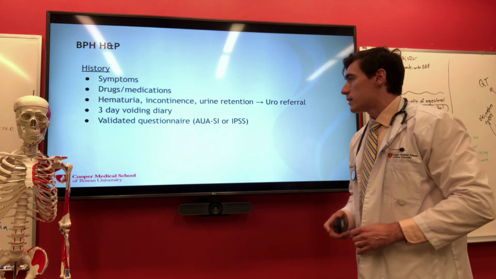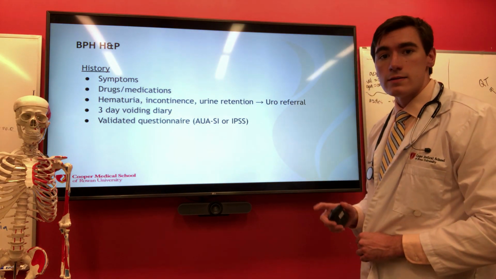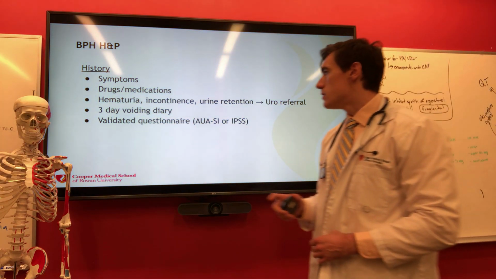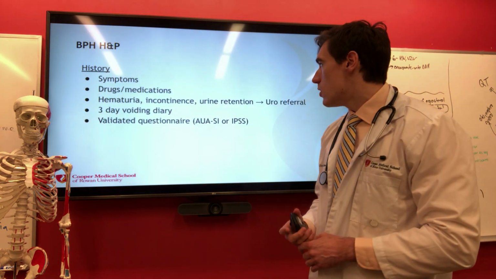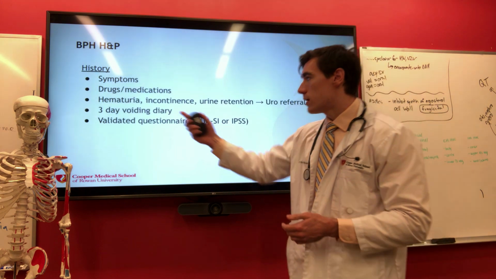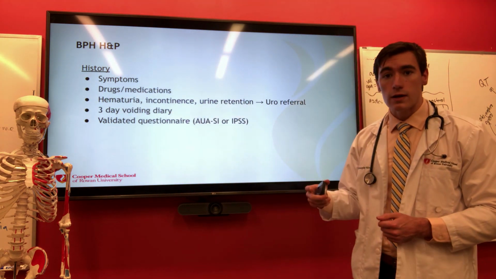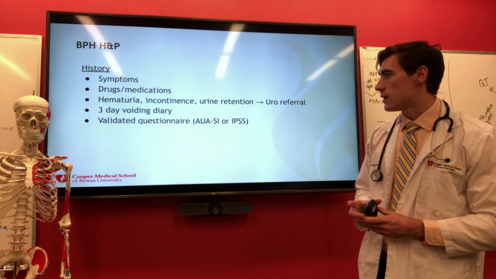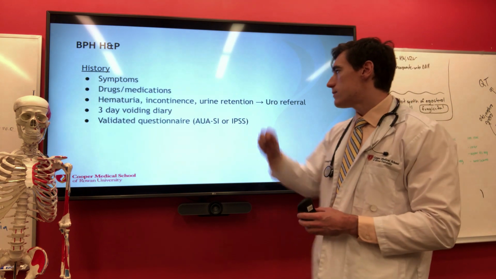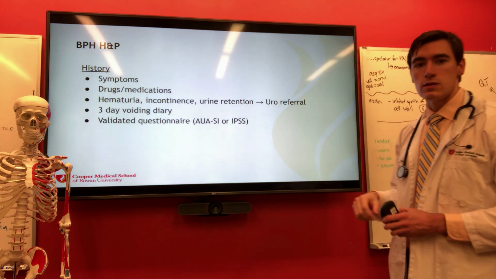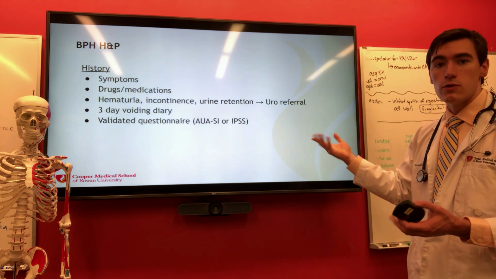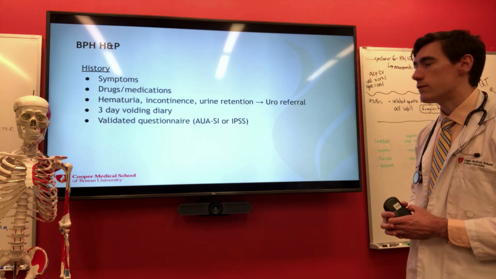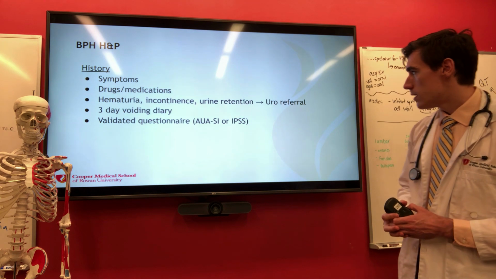Next, you want to ask about things like hematuria, incontinence, and urine retention. These are all more alarming findings that can be associated with BPH, or in the instance of something like prostate cancer, like hematuria, can also be associated with prostate cancer. If a patient has any of these symptoms, hematuria, incontinence, and urinary retention, these are all things that would make you want to refer them to urology for further treatment and care.